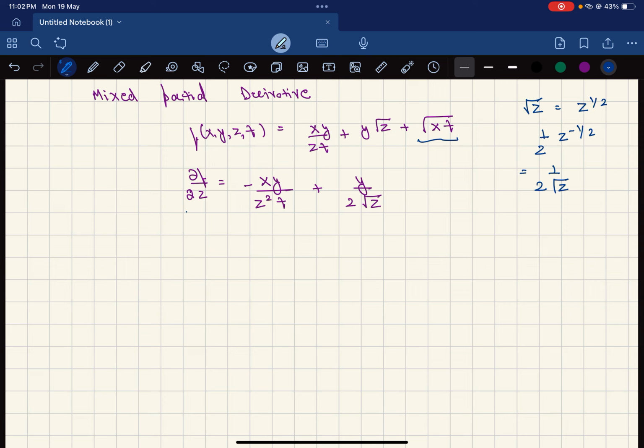Now what we do, we further partially differentiate this particular function with respect to another variable. So let us say we do it with respect to x now.